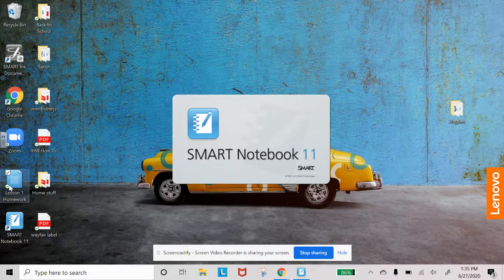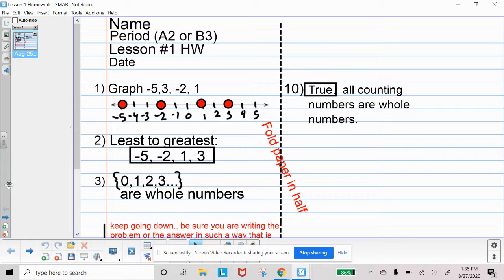Make sure you label the top with your name, period, lesson 1, and all that good stuff. So we have name, your period, lesson 1 homework or lesson 1 written practice. You can put the date, and then you'll start with number 1. It said to graph it, so I wrote the problem and then I drew a number line and put my answer or my dots. For number 2, it said put them in order from least to greatest. So instead of writing that all out, I just put them in order from least to greatest and said that, and I put a box around my answer.